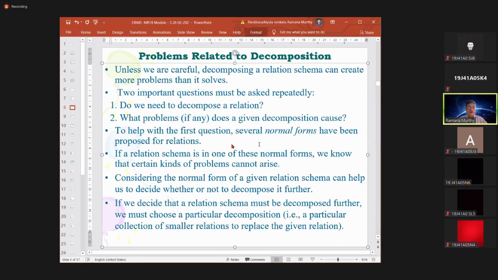So first of all, within the first question, we have several normal forms. In theory, we go through these normal forms: first normal form, second normal form, third normal form, BCNF, fourth normal form, fifth normal form, projection-join normal form, multi-valued normal form. We have various normal forms, and these normal forms give us the solution for the question: do we need decomposition?